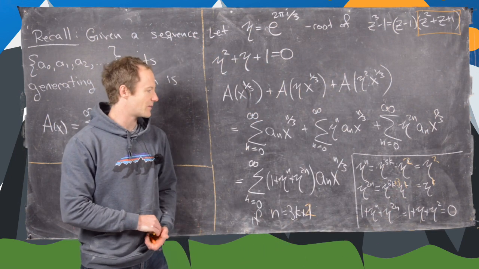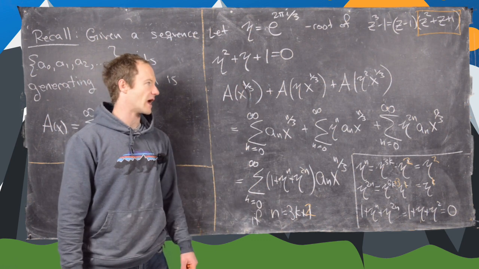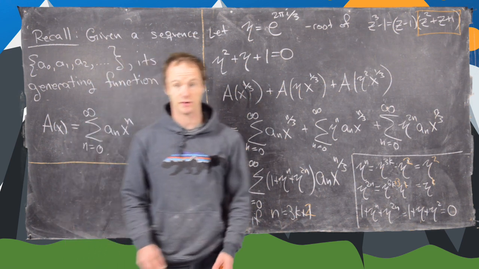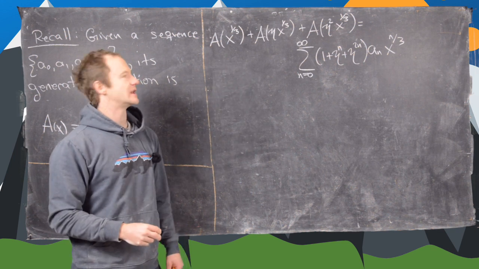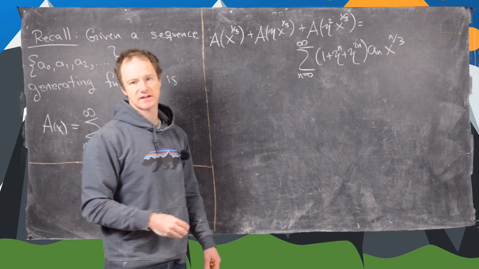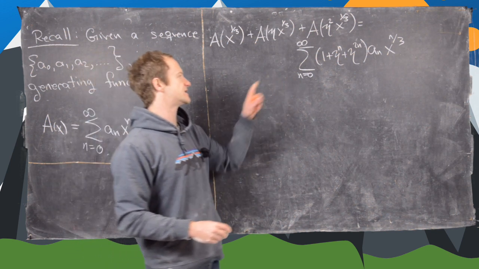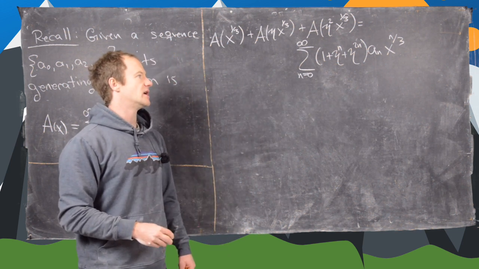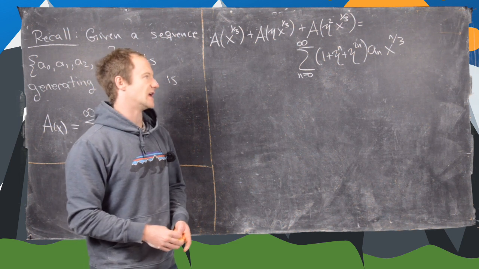So I'm going to clean up the board, and then we'll take it home for a formula for every third term in a sequence. Okay, so on the last board we came up with the following equation. We have A of x to the third plus A of eta x to the third plus A of eta squared x to the third is equal to the sum of 1 plus eta to the n plus eta to the 2n times a_n x to the n over 3.